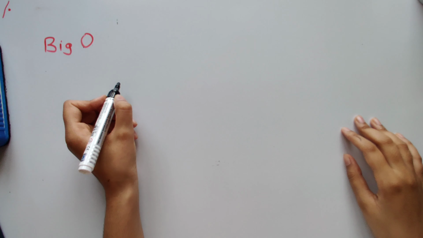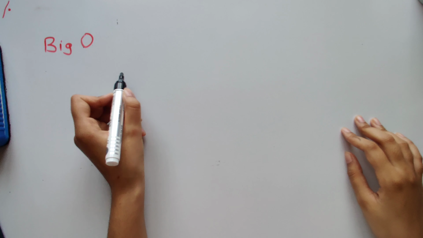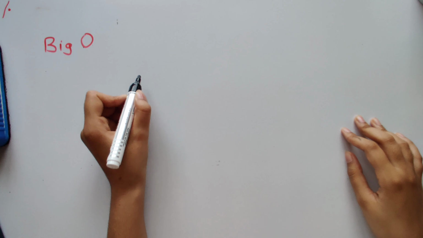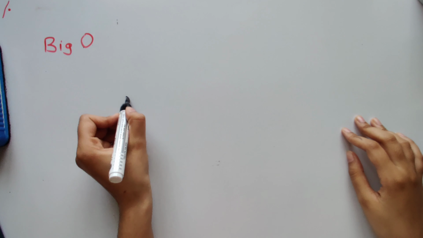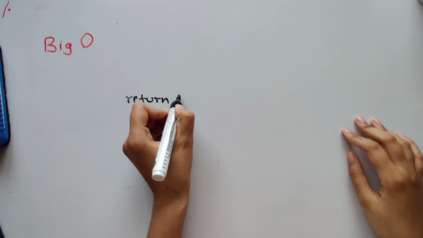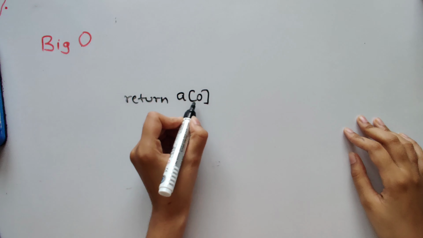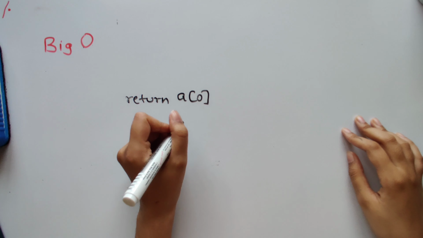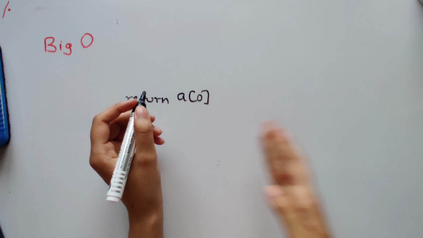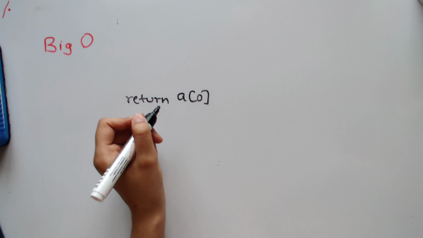However, if you are given an array whose size is n, and I tell you that the largest element is always the first element, what would you do in that case? You would simply return a of 0 irrespective of the size of the array. So what would be the time complexity for this? It would be constant, right? Because you don't care about the length. You always return a of 0.